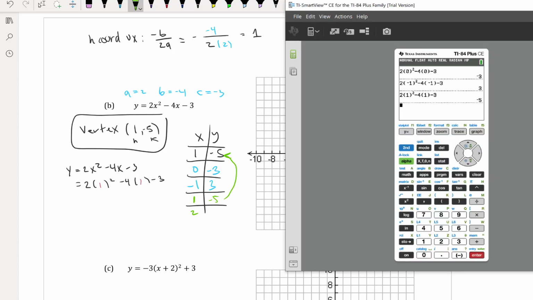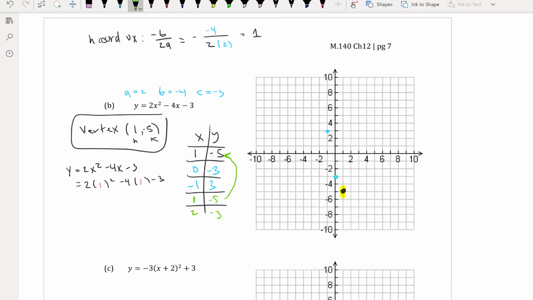So now let's try 2. So 2 times 2 squared minus 4 times 2 minus 3. And that gives me a negative 3 value. Okay, so that's the one that's going to give us some value. So at positive 2, I have negative 3. Okay. So now I know more or less this is what my graph is going to look like.